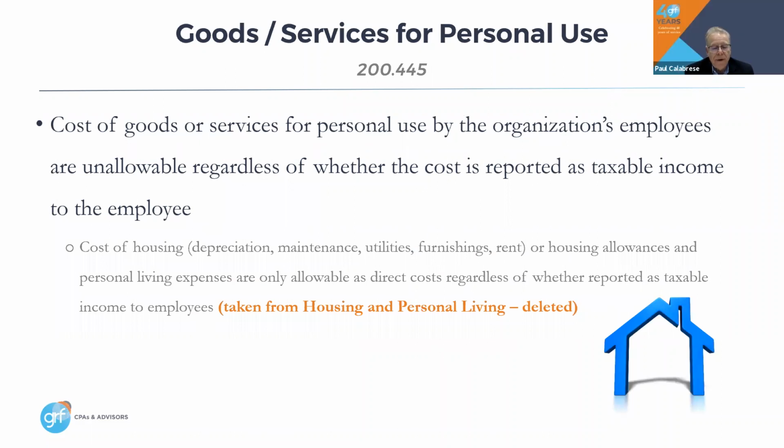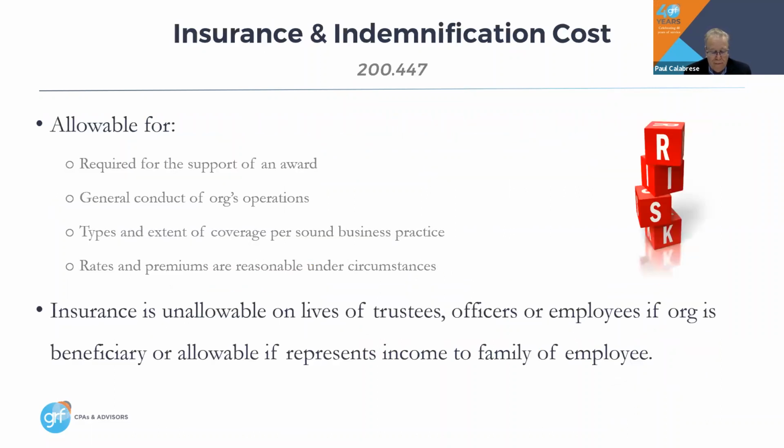Goods and services for personal use, like automobiles and the like, or even for cost of housing to support people, even if it's reported as taxable income, all of that is not recoverable. It's unallowable. Joe? Yeah. So insurance costs are generally allowable as long as they're required to support the federal program or conduct operations and are along the lines of sound business practices. As Paul mentioned previously, insurance that benefits the employee or trustee or represents income to a family of the employee is not allowable though.